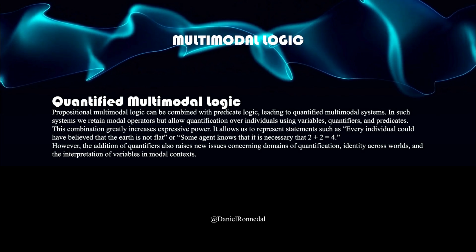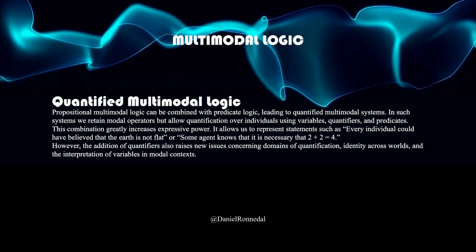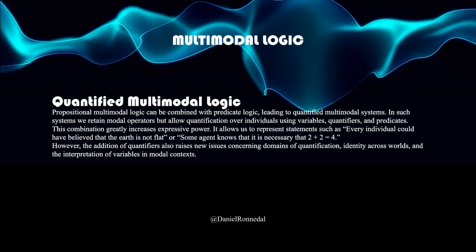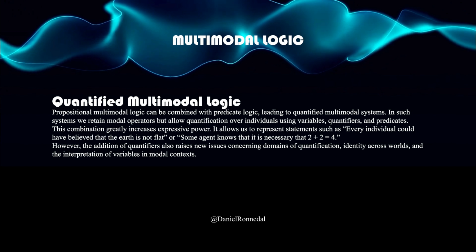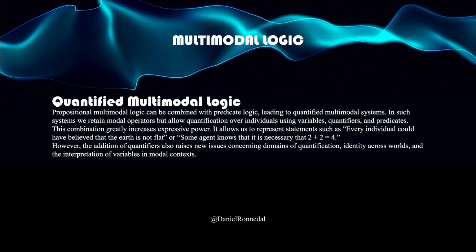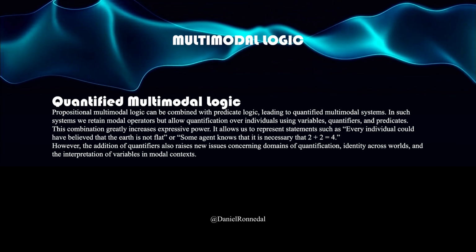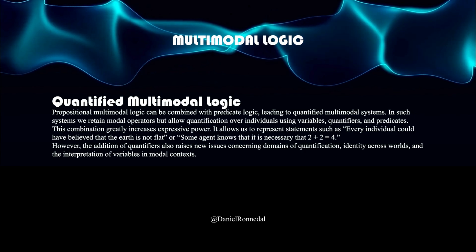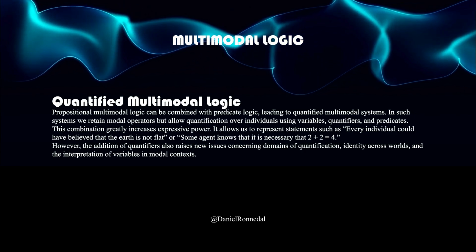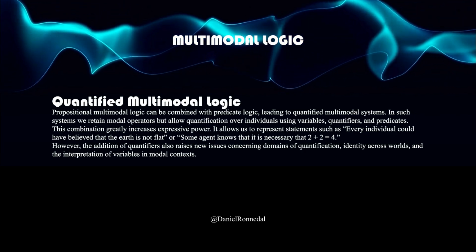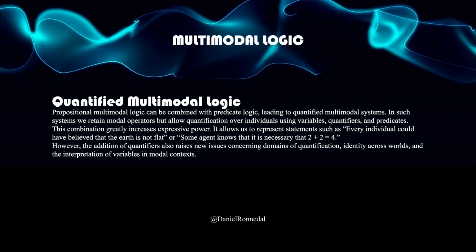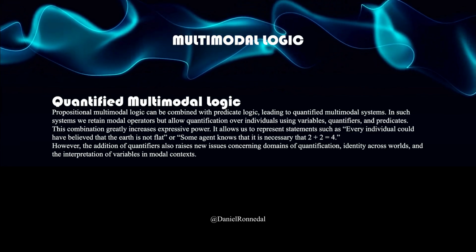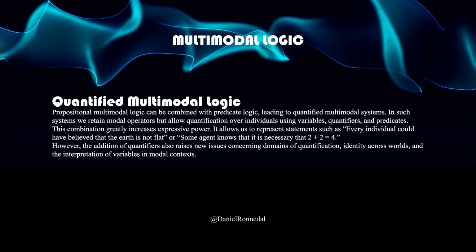Propositional multimodal logic can be combined with predicate logic, leading to quantified multimodal systems. In such systems, we retain modal operators but allow quantification over individuals using variables, quantifiers, and predicates. This combination greatly increases expressive power. It allows us to represent statements such as, "Every individual could have believed that the Earth is not flat," or "Some agent knows that it is necessary that 2 + 2 = 4."